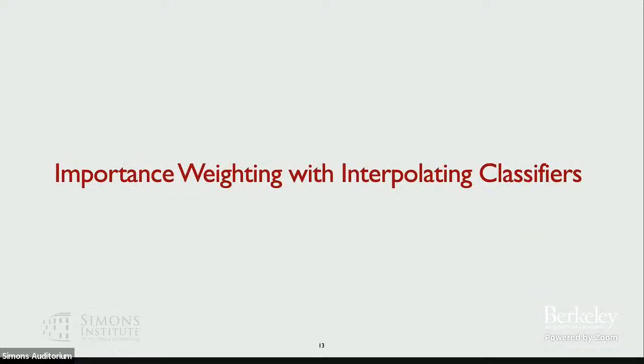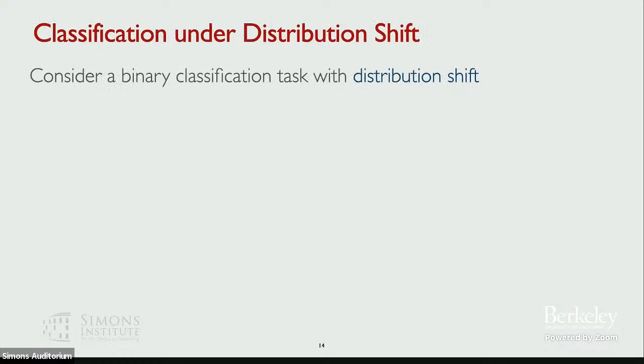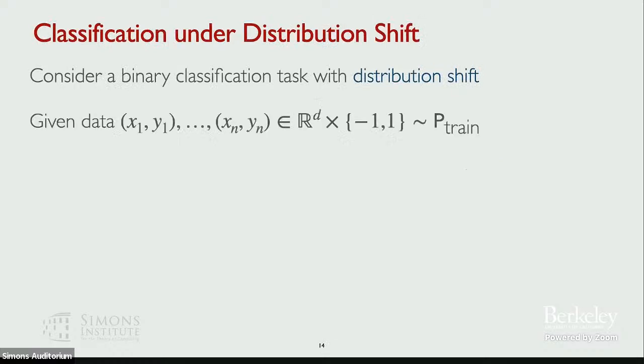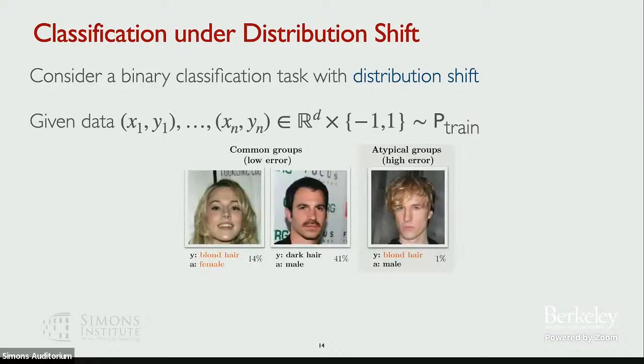Interpolating classifiers with importance weighting. The setting for the talk is going to be binary classification with distribution shifts. So we have n data points. The features are in R^d, and the labels are binary, so they're ±1, drawn from some distribution P train. Think of the CelebA example, where you have many examples from these common groups, but few examples from this atypical group.